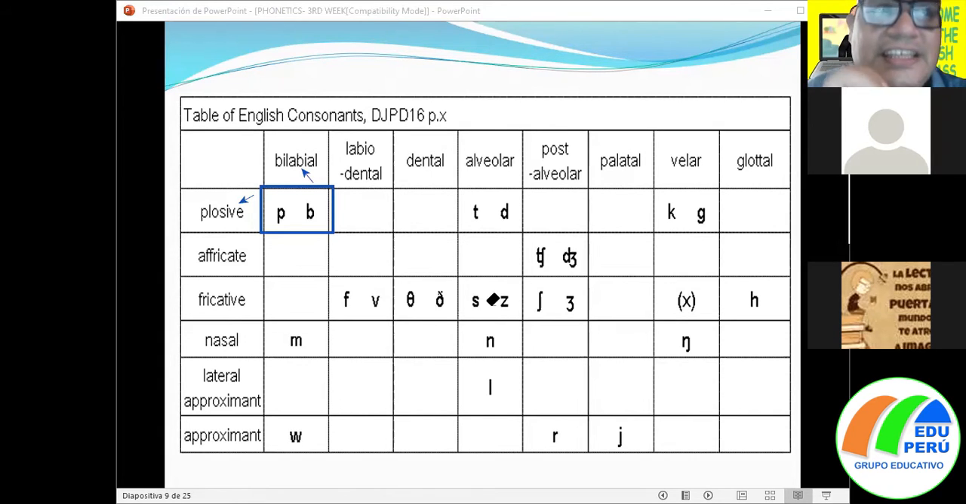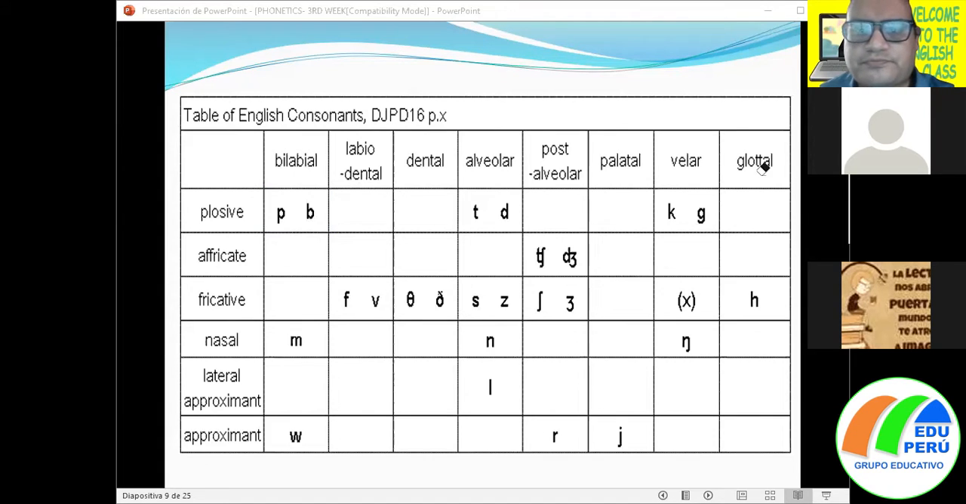What is the difference? The difference is the vibration. The first sound is voiceless, the second sound is voiced, so with vibration. Remember, voiceless, no vibration. Voiced, with vibration. Let's continue. Pa, ba. So these are the first two sounds. Let's talk about all the plosive sounds, taking the manner into account.